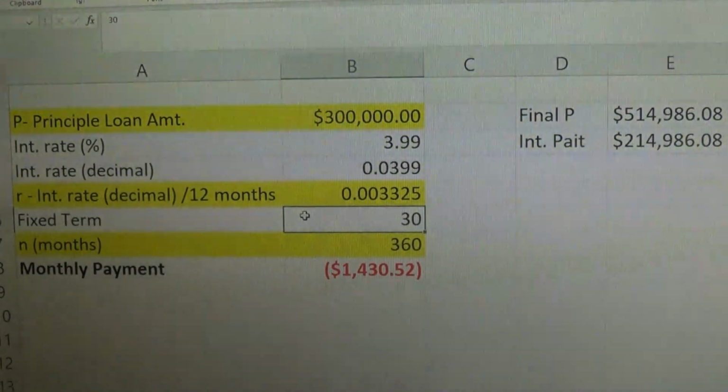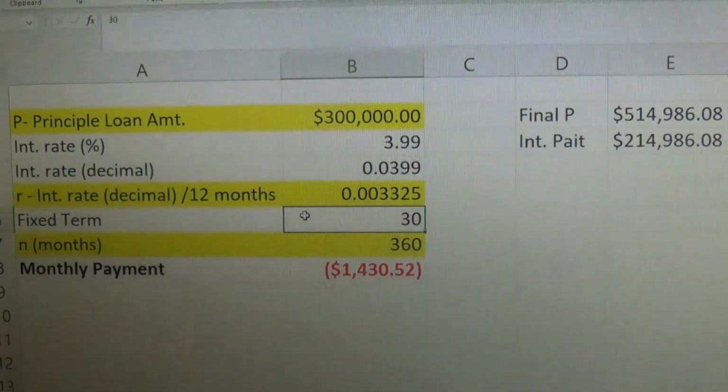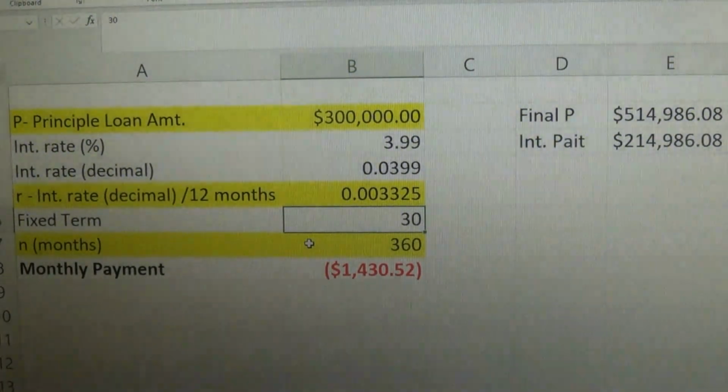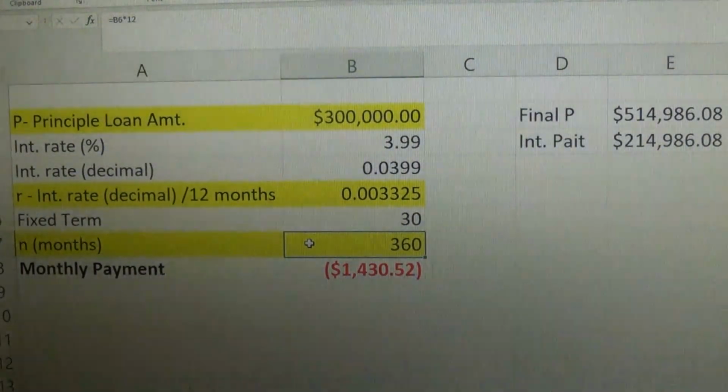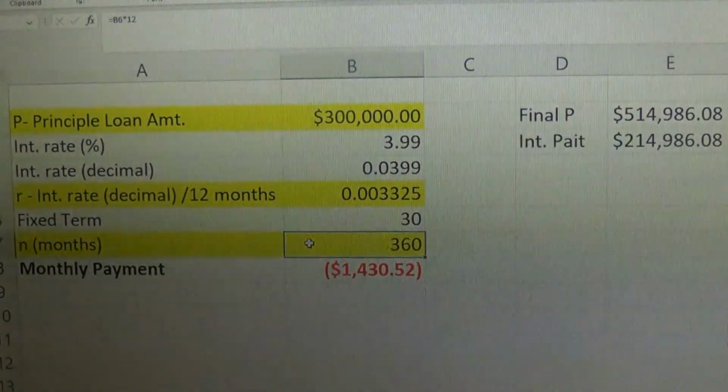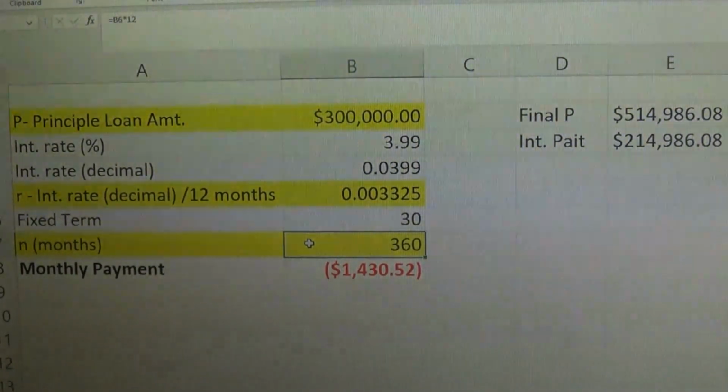Now let's say we have a 30-year fixed loan. So your fixed term is 30 years, and then how many months within that 30 years is going to be 30 times 12. It's going to equal 360.